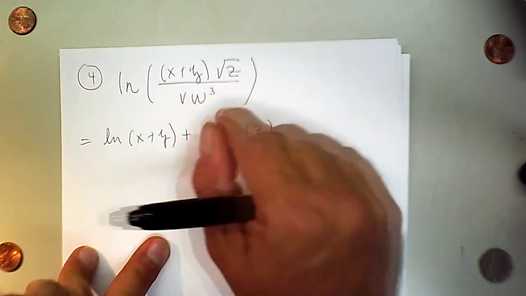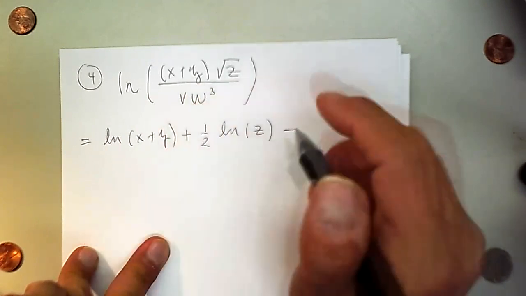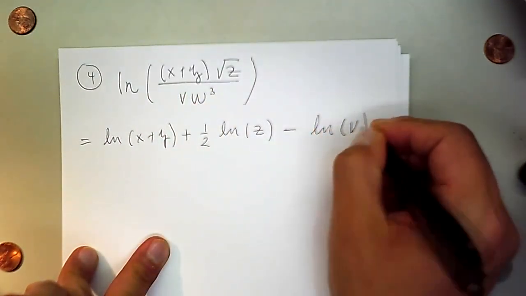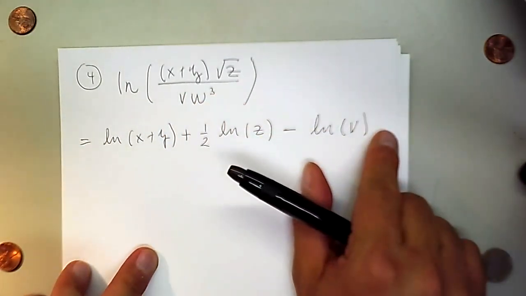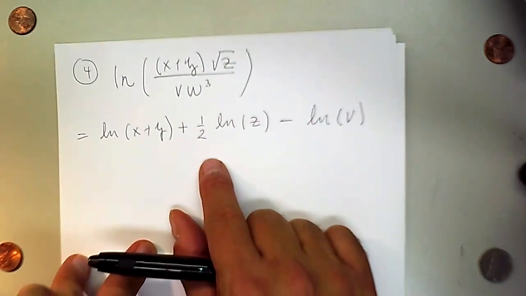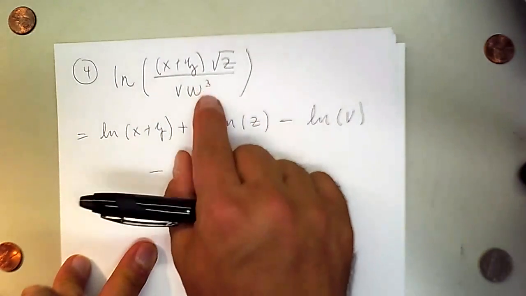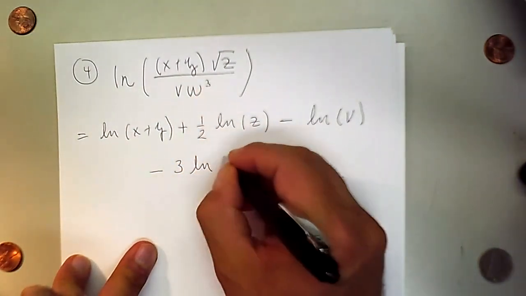Division means the denominator is subtracted, minus natural logarithm of v. And then we have another factor, so we subtract. I ran out of room, so I'm going to write the next term underneath, minus exponent. We can rewrite it as a factor, natural logarithm of w.